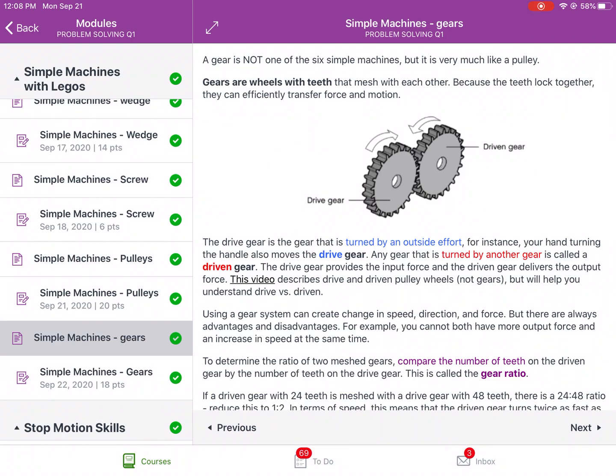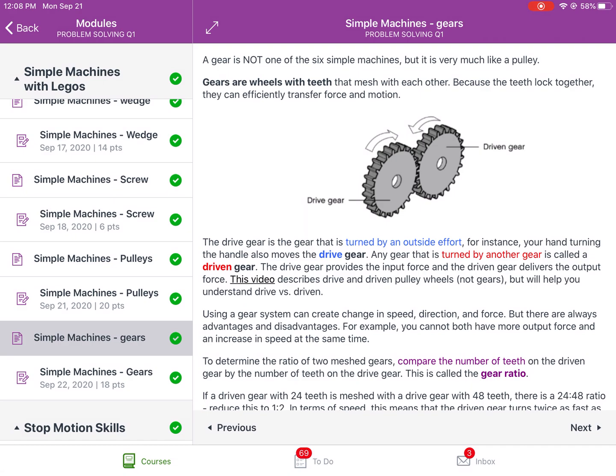All right, next we're going to talk about gears. A gear is not one of the 6 simple machines. Okay, but we're still going to cover it because it's really important, and it's one of those basic mechanisms that you will need to know next year, and it also helps you understand some things. All right, they're very much like a pulley. So if you understood pulleys, you'll understand gears.